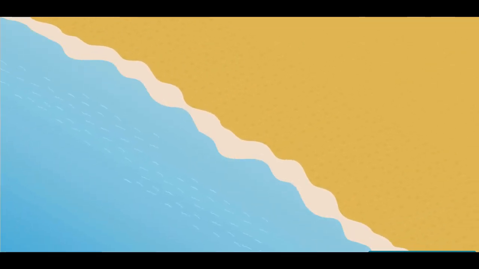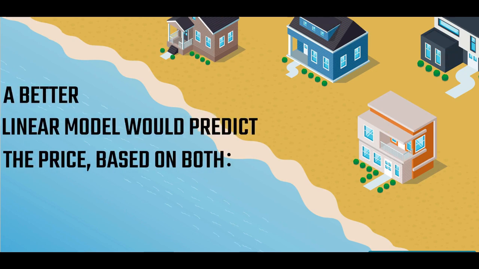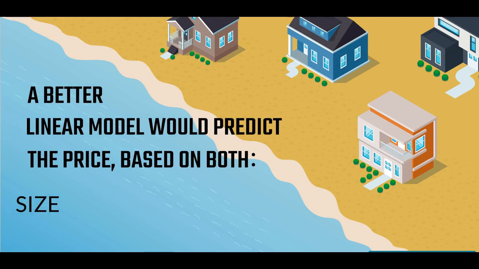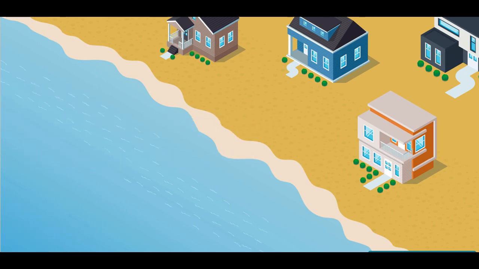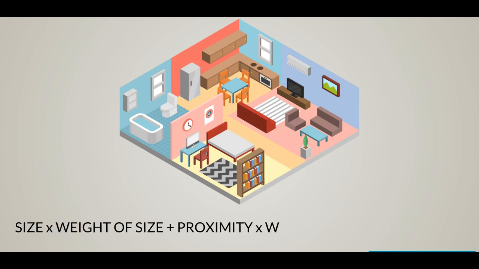Let's extend our little real estate valuation model to multiple inputs. What if we had additional information? Say, the apartments we are valuing are located by the sea. The closer an apartment is to the beach, the higher the price should be, right? Well, a better linear model would predict the price based on both size and proximity to the beach. The linear model tackling this issue is: the price of an apartment equals its size, times the weight of size, plus the apartment's proximity to the beach, times the weight of proximity, plus the bias.